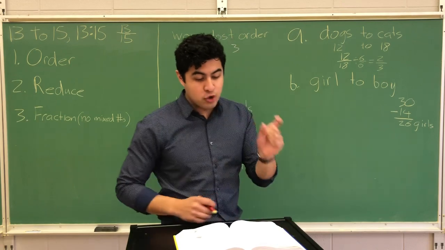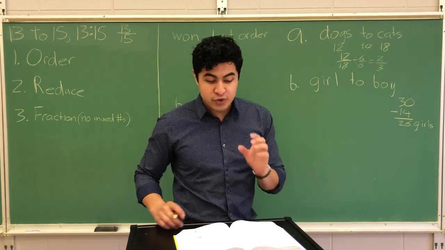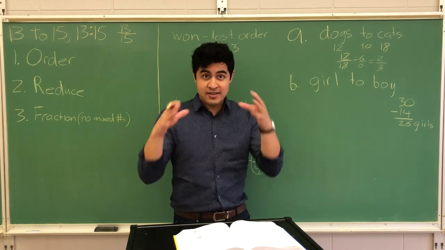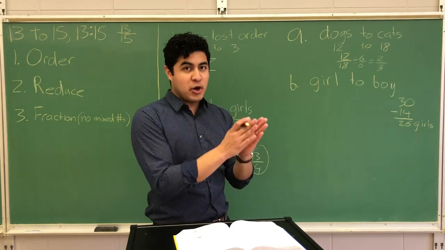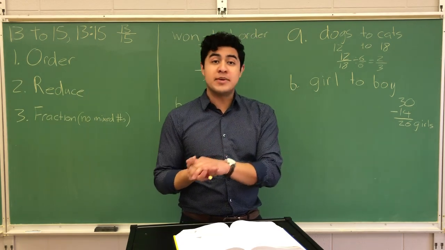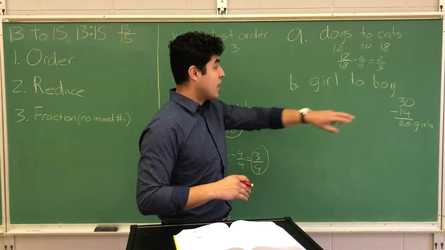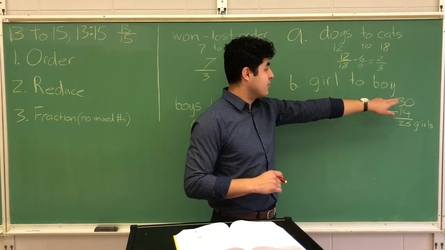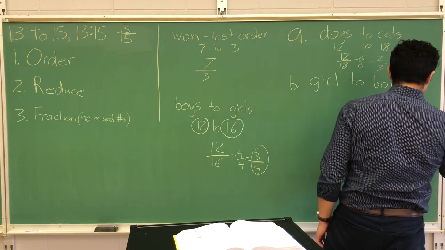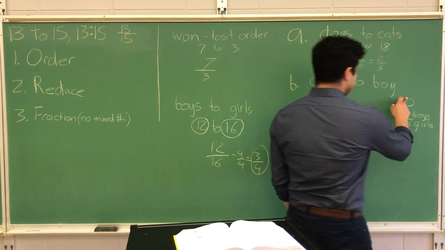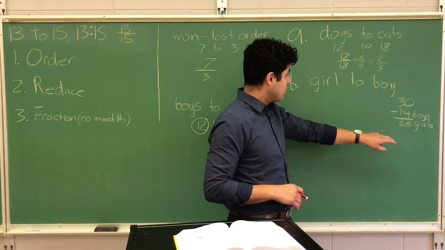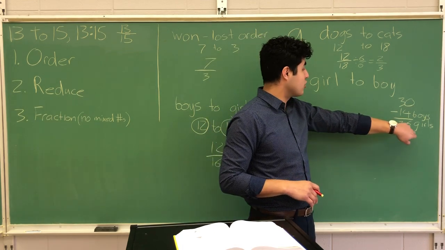All right, our next one is letter B. What is the girl-boy ratio in a class of 30 students with 14 boys? Now we're given the information of the class as a whole and of a part, okay? Now we need to figure out the part that's missing, which is how many girls are there. Quite simple. We have the total number of students in the class, there's 30, and we're given how many boys there are. There's 14 boys. So all we do is subtract that number from the whole.